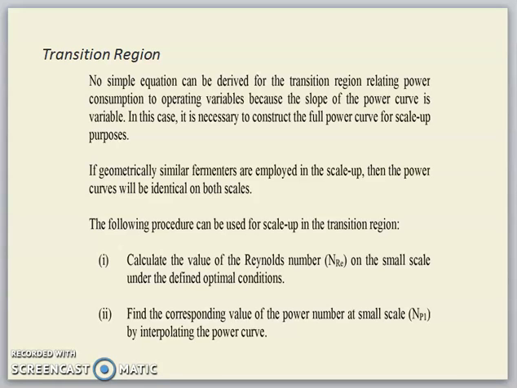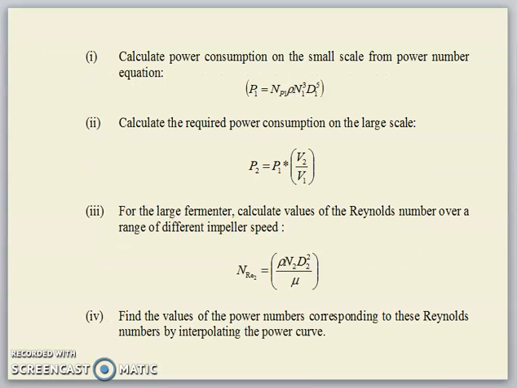The first step is to calculate the value of the Reynolds number on the small scale under the defined optimal condition. Secondly, find the corresponding value of the power number at small scale, NP, by interpolating the power curve. Power curve here means the graph that we have looked at before. Then calculate the power consumption on the small scale from the power number. Then you calculate the required power consumption on the large scale.